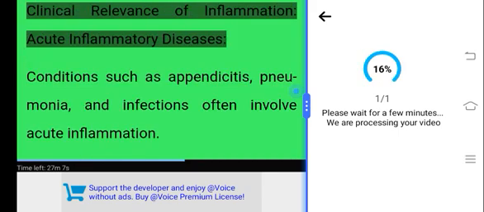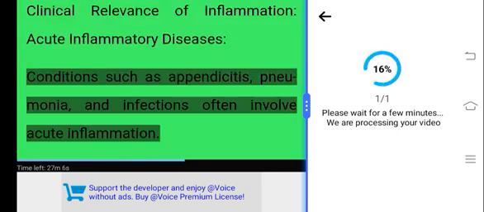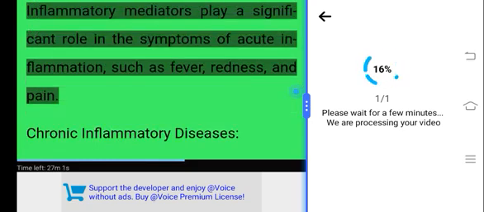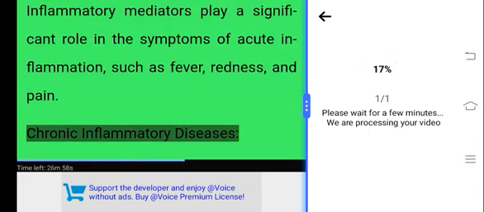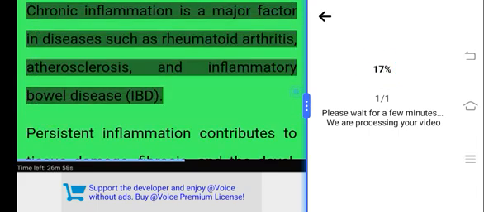Clinical relevance of inflammation, acute inflammatory diseases. Conditions such as appendicitis, pneumonia, and infections often involve acute inflammation. Inflammatory mediators play a significant role in the symptoms of acute inflammation, such as fever, redness, and pain. Chronic inflammatory diseases. Chronic inflammation is a major factor in diseases such as rheumatoid arthritis, atherosclerosis, and inflammatory bowel disease, IBD.